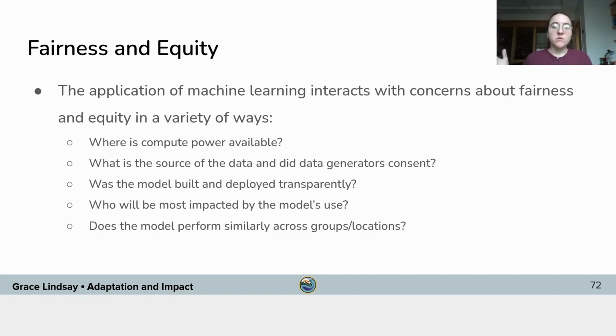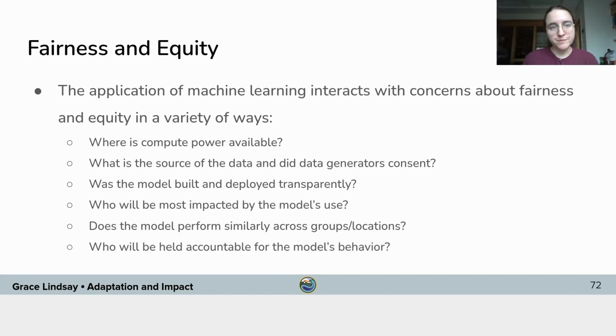And does the model perform similarly across groups or locations? Again, if you train your model on data from one country, that doesn't mean that it's necessarily going to perform well on data from another country because that's a different data distribution. And so you don't want to say, oh, my model works really well, I can confidently deploy it all across the world, if in fact it's performing differently on different groups, or in different locations. And then who will be held accountable if the model is misperforming, if there is some problem that comes from using the model in the real world, who is in charge of taking control of that?